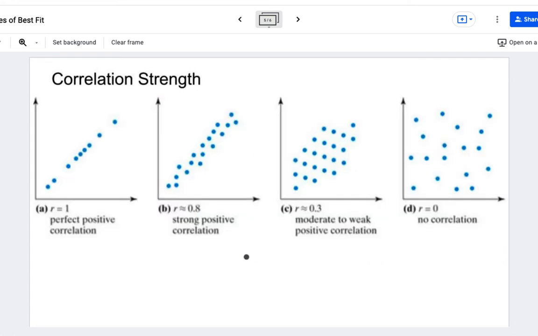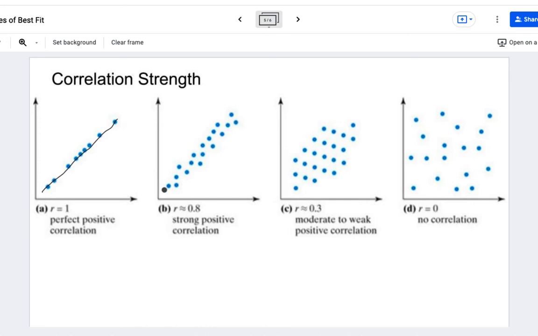Now, in addition to the type of correlation, we're also going to talk about the strength of the correlation. So here we have a perfect positive correlation. These coordinates are exactly in a line, so the line equation you draw is going to go exactly through every single one of those points. We'll look at these R values in a second.